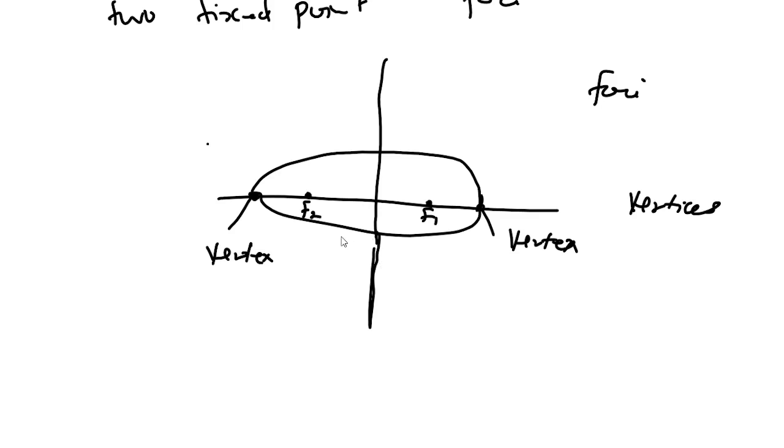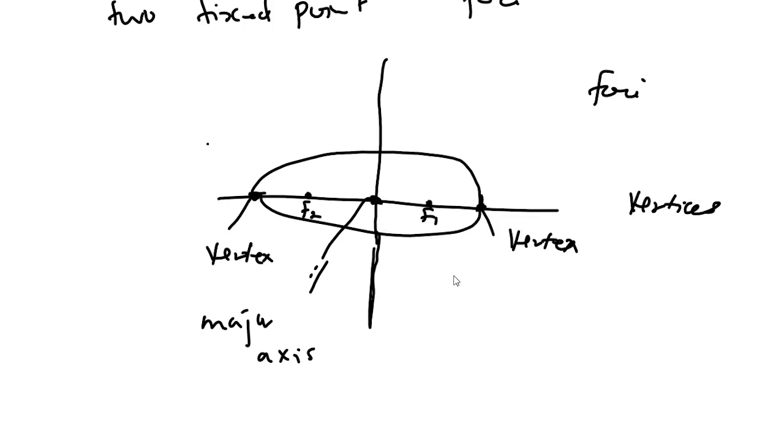Alright, and also the line segment between the vertices is called the major axis. So this line from here to here is called the major axis. Then also its midpoint is the center of the ellipse. Now this is the center, so it means that the distance from this place to this place is the same as from this place to this place.